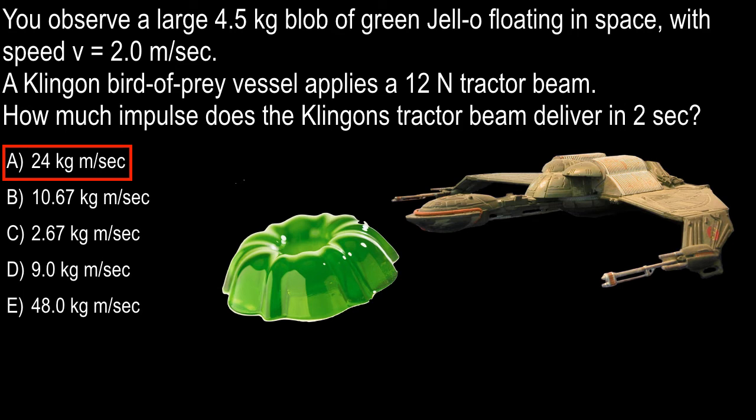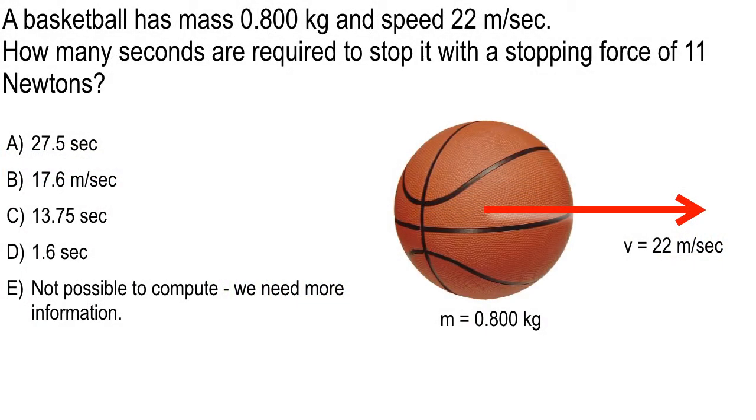All right, next question. A basketball has a mass of 0.800 kilograms and a speed of 22 meters per second. Now this one, how many seconds? So this is a stopping time problem. You want to figure out delta T. I'll give you a few minutes to think this one over, and definitely consult with your neighbors.